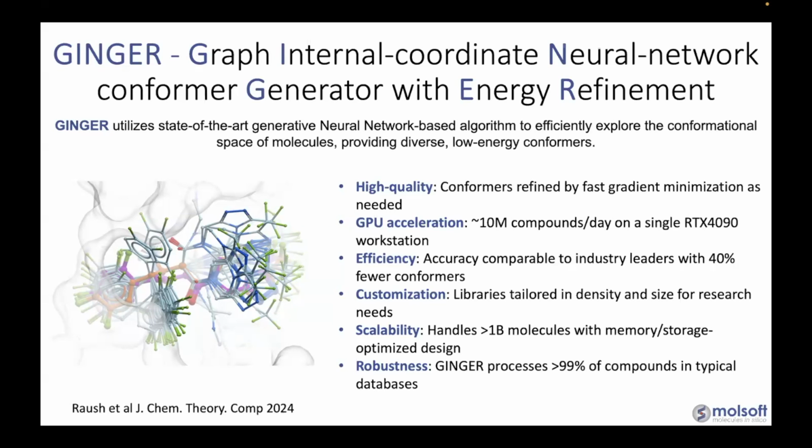Obviously, this scalability is the key strength here. It handles very large molecular data sets, even over 1 billion, obviously billions of compounds. It's pretty robust, and we're finding that generally it processes approximately more than 99% of the compounds in your typical vendor databases.